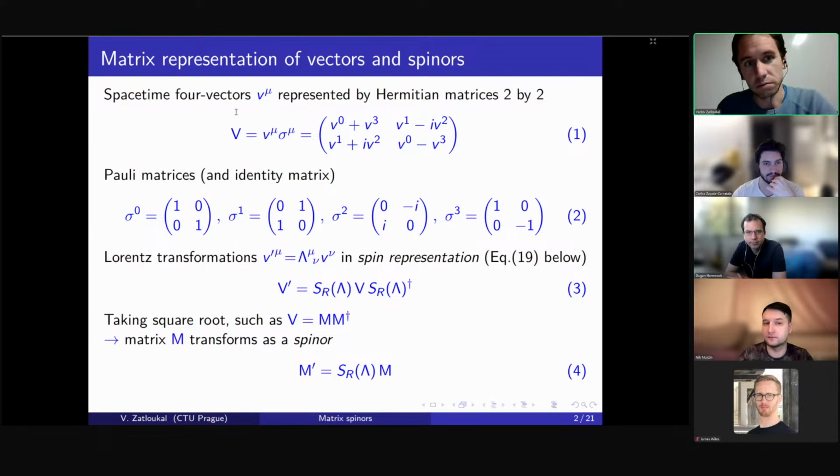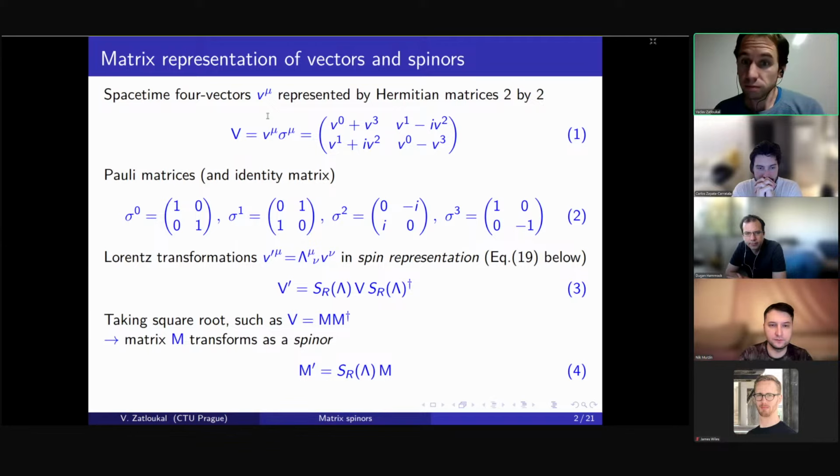Say you take a space-time vector v mu, and it's well known that it can be represented by a 2x2 Hermitian matrix, capital V, just using the Pauli matrices and the identity for sigma mu. So you form this linear combination of the Pauli matrices with the coefficients being the components of the 4-vector, and you get a matrix which is Hermitian.